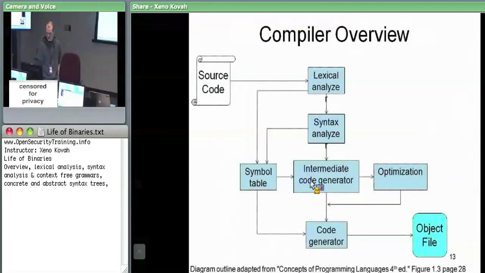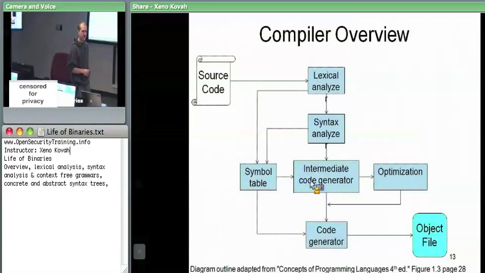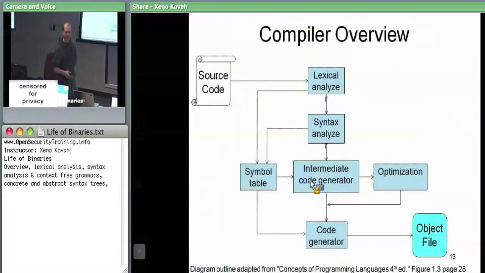All right, so this is a basic compiler overview. Hippo, do we have any pointer sticks or anything like that? We have an ace pointer. Oh, that would work.